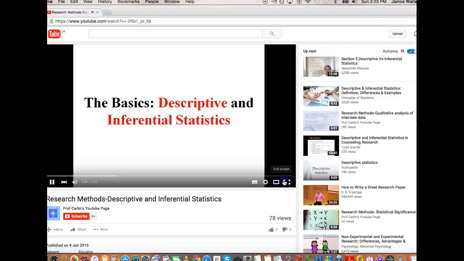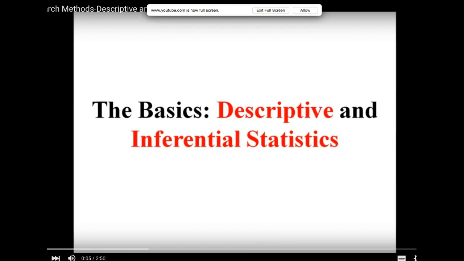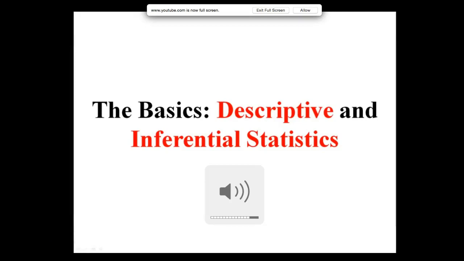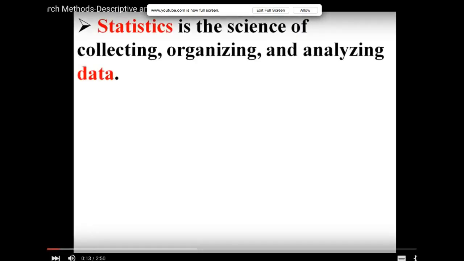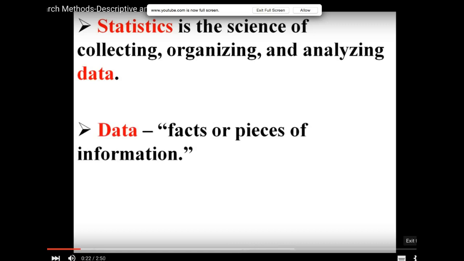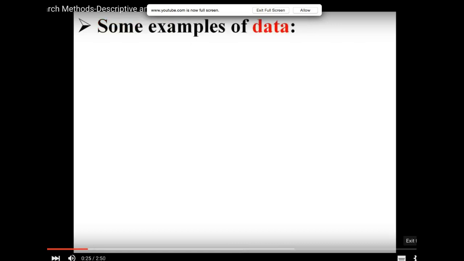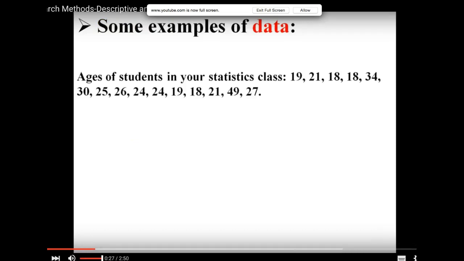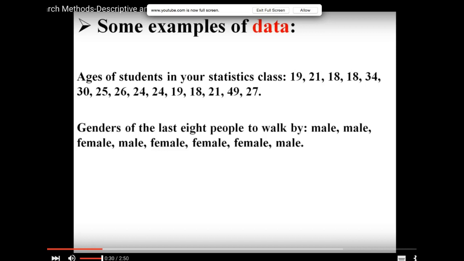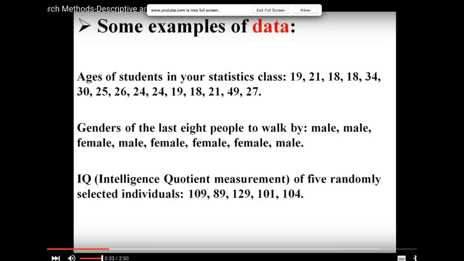Hello and welcome to the first statistics lecture. Because this is the first lecture, we're going to be starting off with some of the most basic concepts, and right now I'm going to teach you about descriptive and inferential statistics. So first of all, what is statistics? Well, statistics is the science of collecting, organizing, and analyzing data. Data being facts or pieces of information. Now I'm going to give you 3 examples of data, like the ages of students in your statistics class, or the genders of the last 8 people to walk by, or even 5 randomly measured IQ scores. Basically, any information you can collect is data, and then you'll eventually do math with that or something.